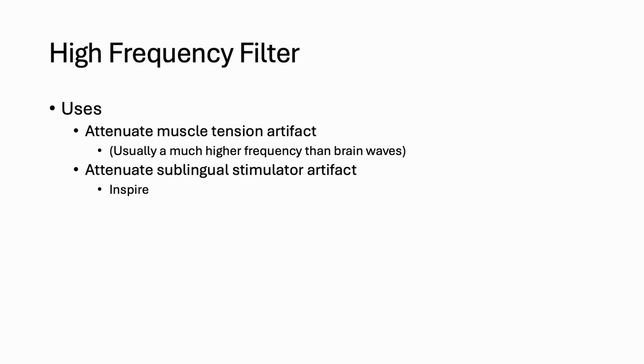High frequency filter, what can we use it for? We can use it to get rid of some of the muscle tension artifact. Muscles contract at a much higher rate than brain waves do. You could also use it if you've got a patient with one of those devices with a nerve stimulator in their tongue that makes them shoot their tongue out of their face. That's literally how it works. That gives you a lot of artifact, and you can use a high frequency filter to help with that.